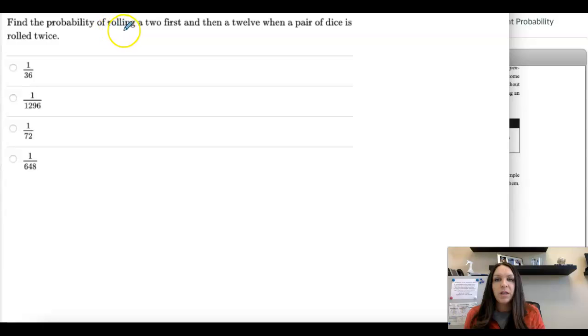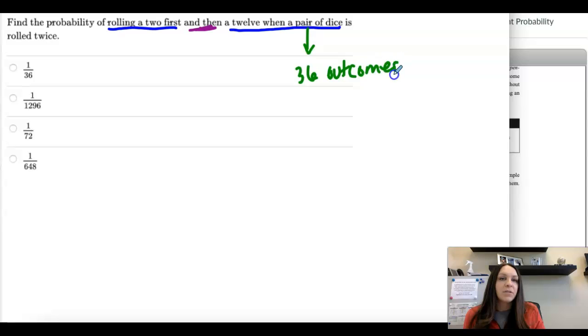Find the probability of rolling a 2 first, and then, so we're doing more than one event, a 12 when a pair of dice is rolled. So remember, when we have a pair of dice, this is from last time, there are 36 outcomes. I'm just going to focus on rolling a 2 first. Our probability will be out of 36, and then we have to think of possible outcomes to put on the top.